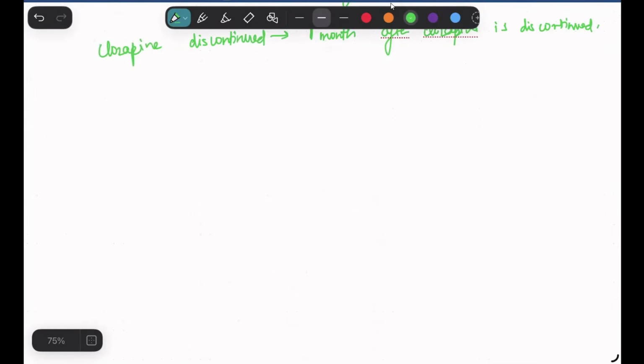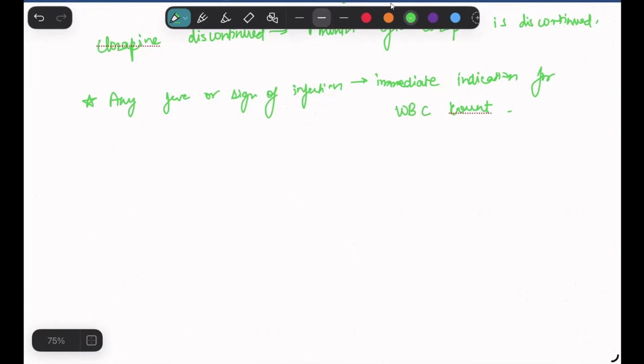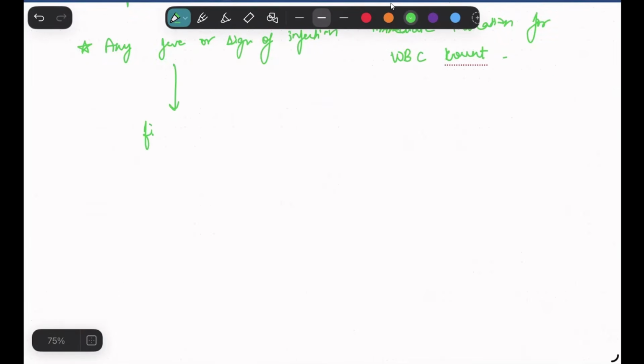There are some red flag signs that should be an immediate indication for ANC monitoring and WBC monitoring: any sign of fever or sign of infection. What could be the examples? It could be pharyngitis, fever, or any sense of infection. And this is especially important during the first 18 weeks of treatment.